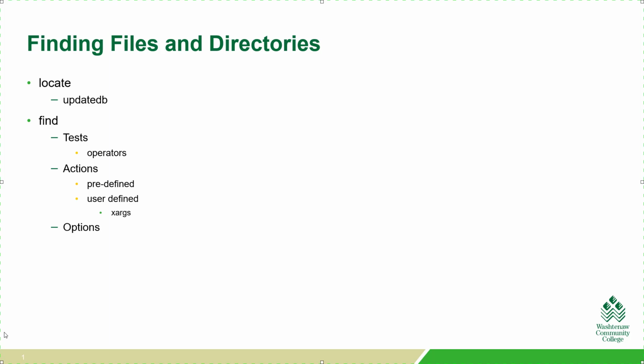We looked at the find command, which is a little bit more precise on what it can do. We looked at the tests, and within the tests we looked at operators. So tests were kind of like conditions that we can put on it to filter down the type of file we're looking for. We had actions, which were predefined and user defined, and that could print out the entire directory, the long listing of the directory or something like that, or the file, I should say.